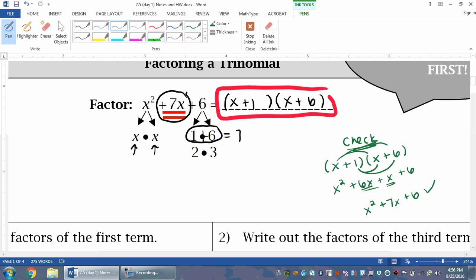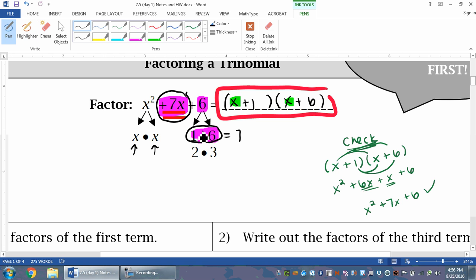That is what goes on the first part of the parenthesis. Then you write the factors of the third term. What multiplies to 6? 1 and 6, 2 and 3. From those combinations, you choose the combination that adds to your middle term.